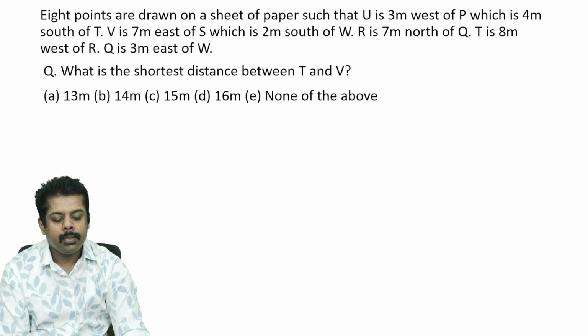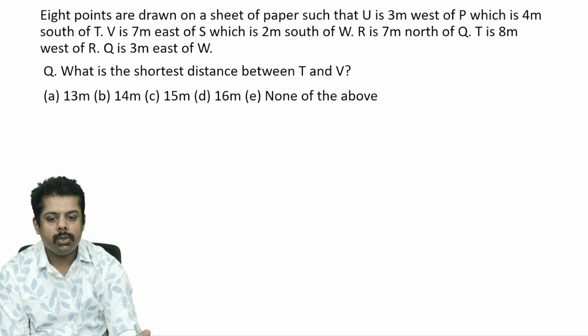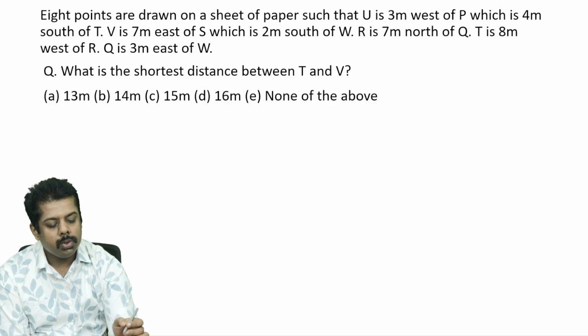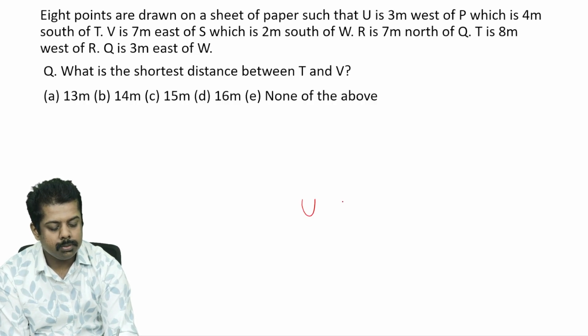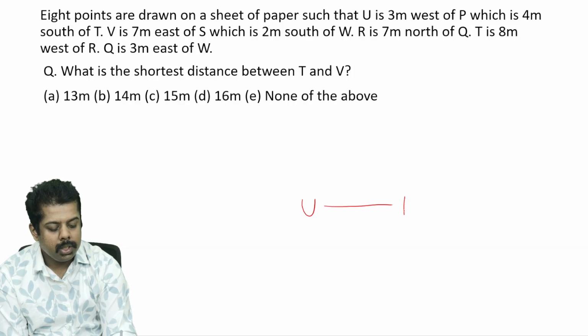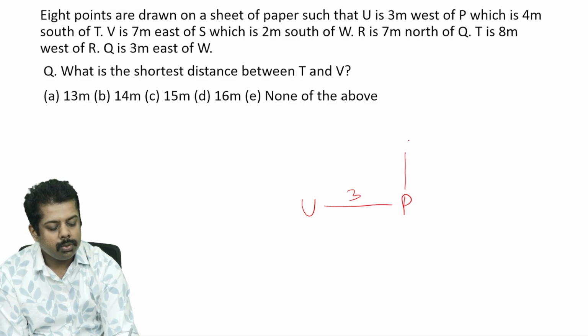Moving to the next set here. They have told that 8 points are there. We have to place them one by one. The first point says that U is 3 meters west of P. So U is to the west of P, and then P is 4 meters south of T. So P is to the south of T, 4 meters.